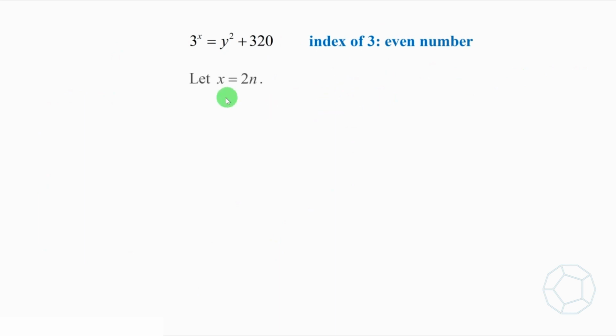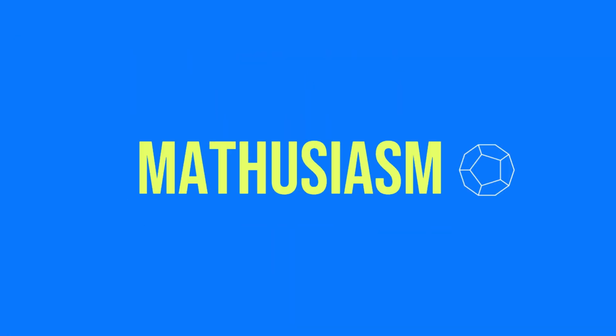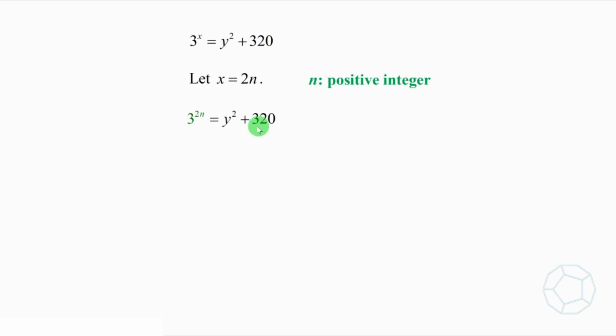Now, we can let x is equal to 2n, where n is a positive integer. Then the equation is changed to 3 to the power of 2n is equal to y squared plus 320. So what's next? Let's write down the first term in another way. 3 to the power of 2n is equal to (3 to the power of n) squared.